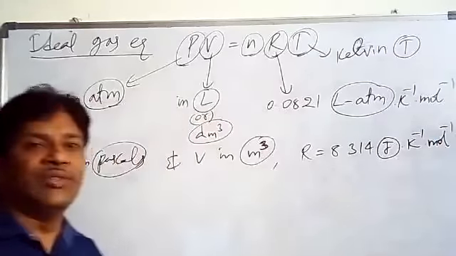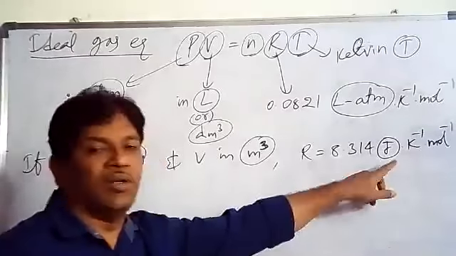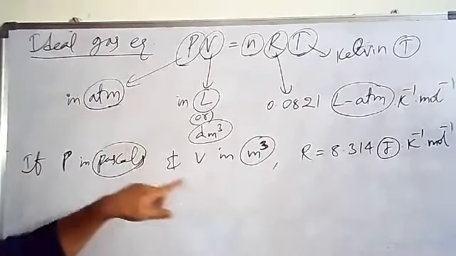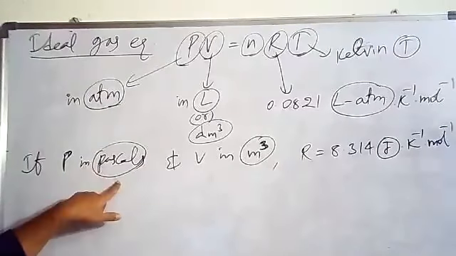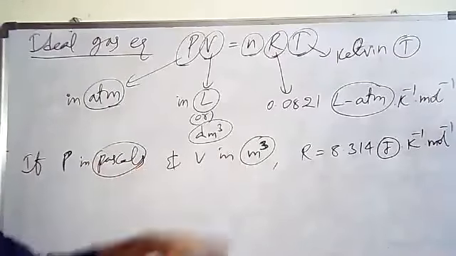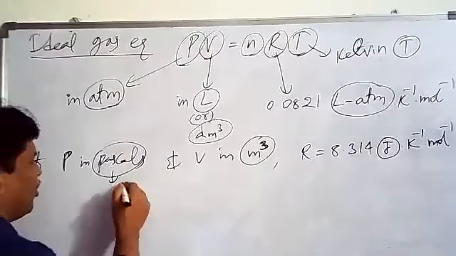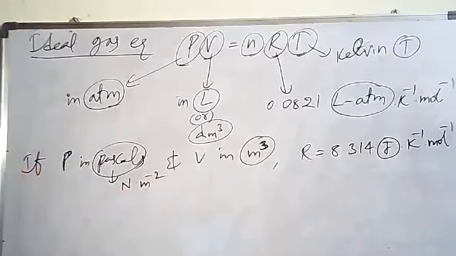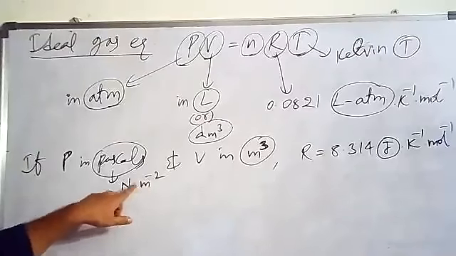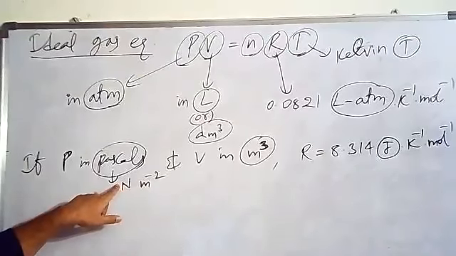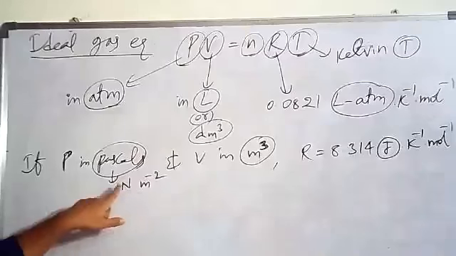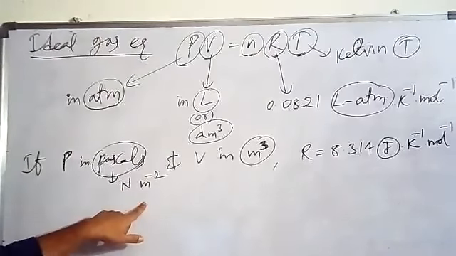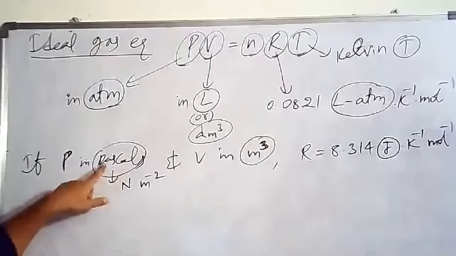Joules is the MKS unit of energy. So R in joules should be taken when we take pressure and volume in MKS units. The pascal is also Newton per meter square. That means when 1 Newton force acts on 1 meter square area, the pressure exerted is called 1 pascal.